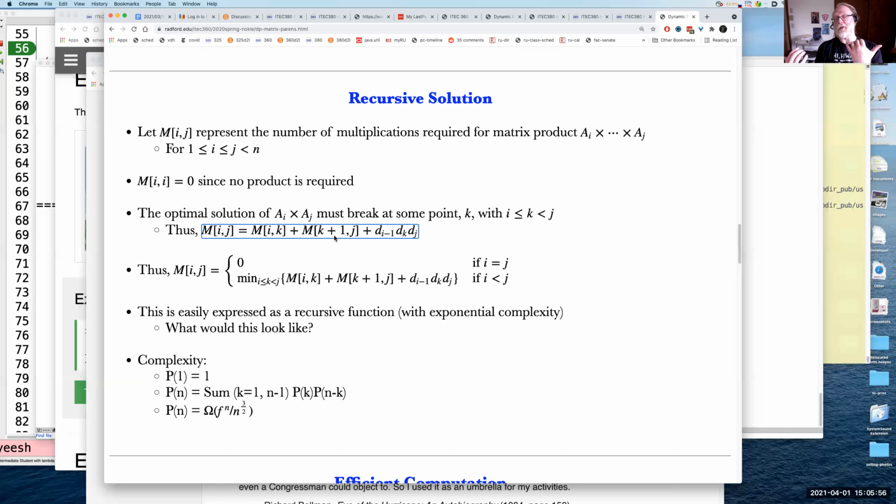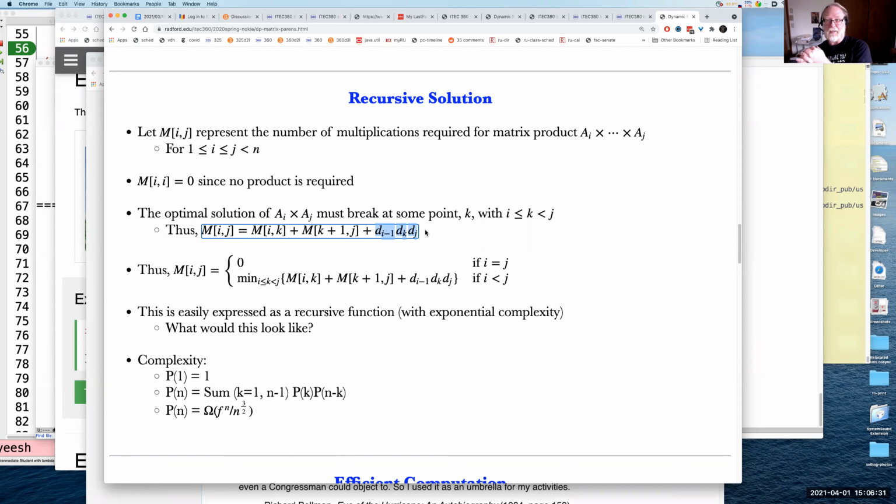However many multiplications those all took, then add on the time to do that one last multiplication, which was the number of rows of the first one, which was d sub i minus 1, times the number of columns of the last, which was d sub j, and then their common dimension in the middle was d sub k, the number of columns of the kth array, or the number of rows of the k plus first array. So this is how much I add on to my two subproblems.